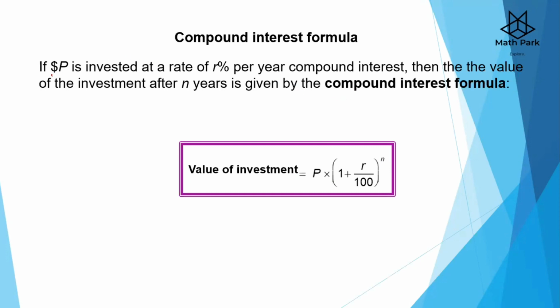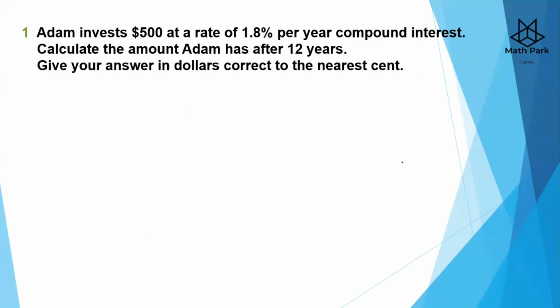So if $P is invested at the rate of R% per year compound interest, then the value of the investment, which we also call an amount, after n years is given by the compound interest formula: P times (1 plus R by 100) raised to n. Let's solve one problem here.